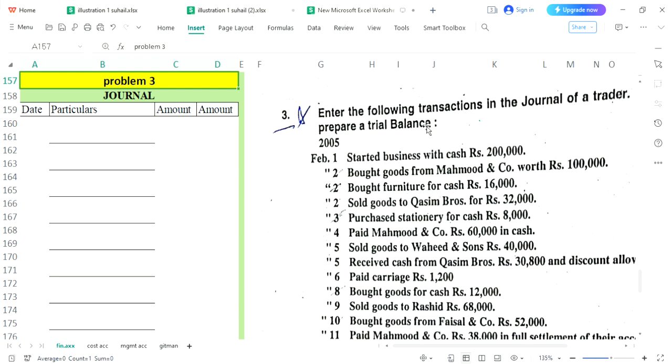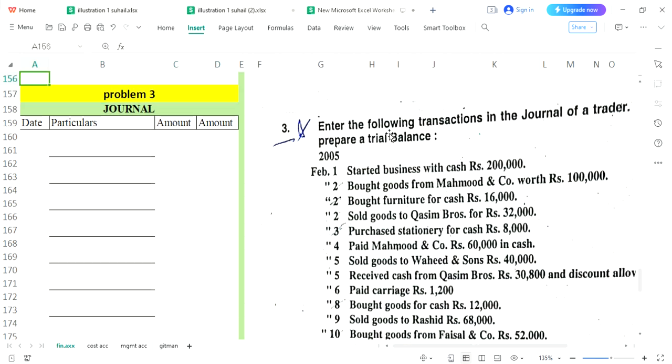Here ledgers are not mentioned, so it is indirectly understood that whenever you make a journal, you will turn those journal entries into ledgers and then you will be able to make the trial balance. Trial balance is impossible to get without having ledgers. So it is indirectly understood.